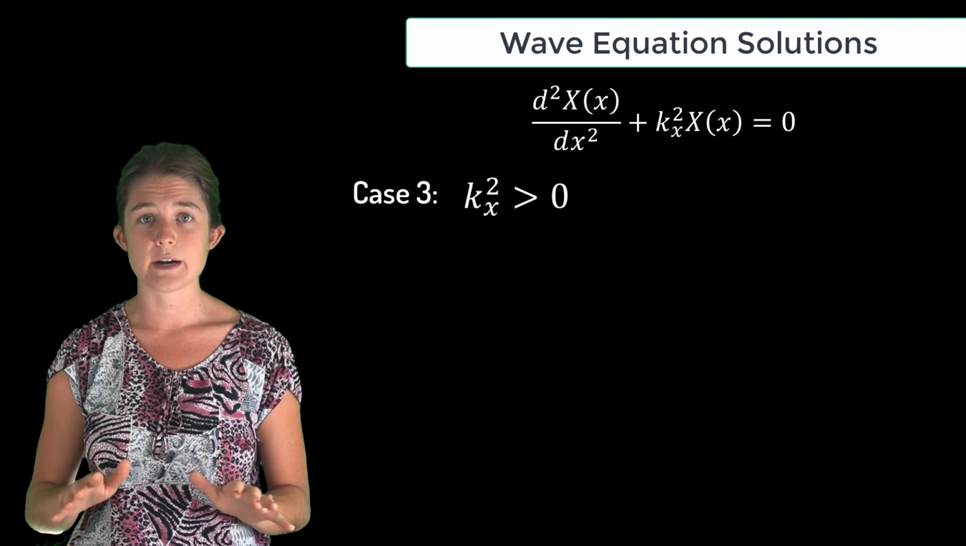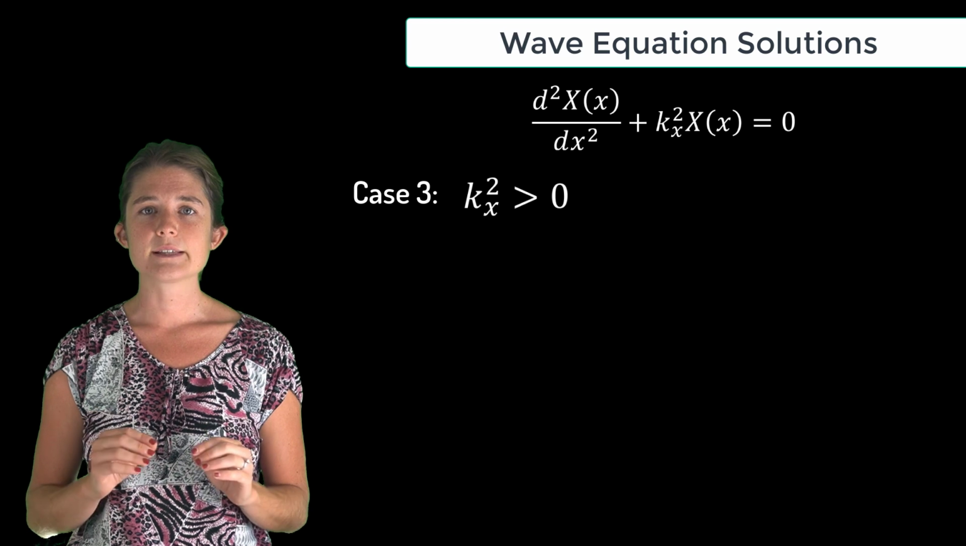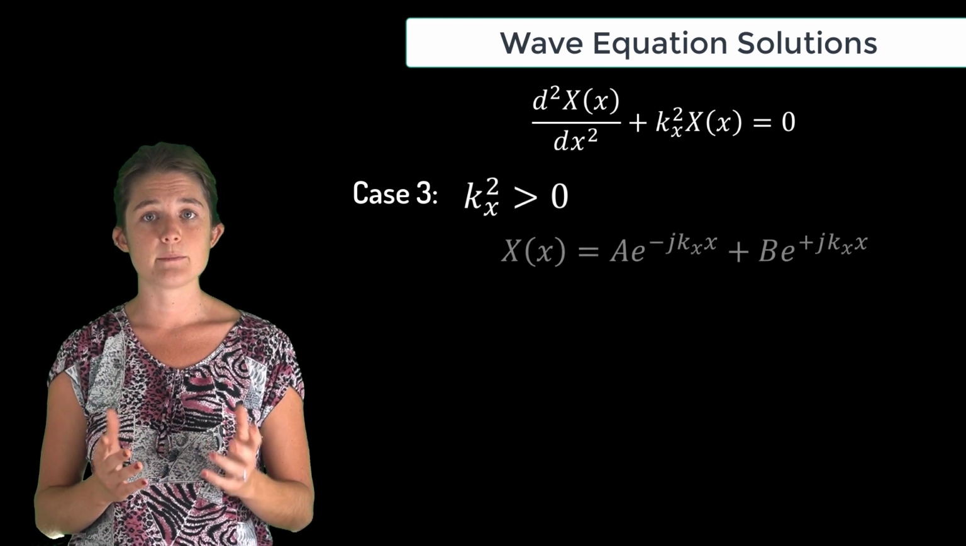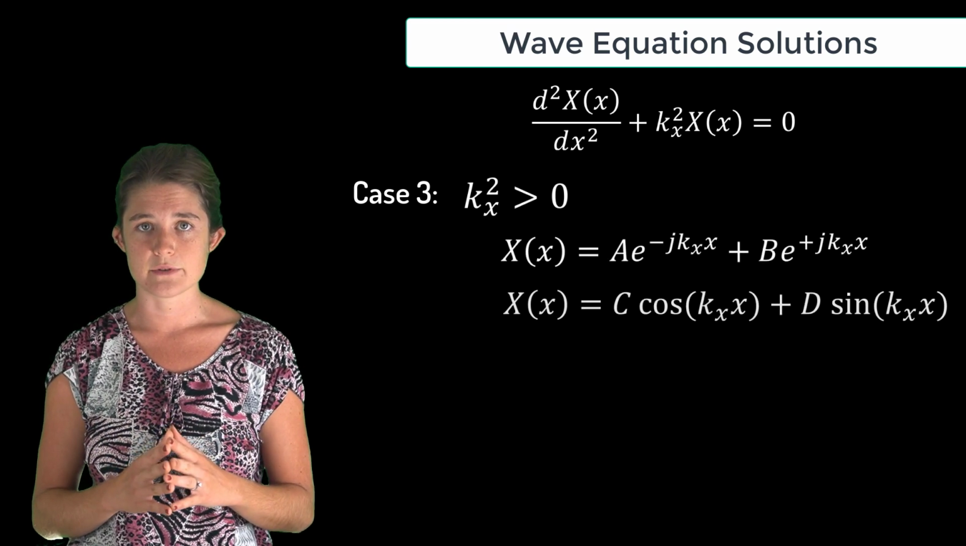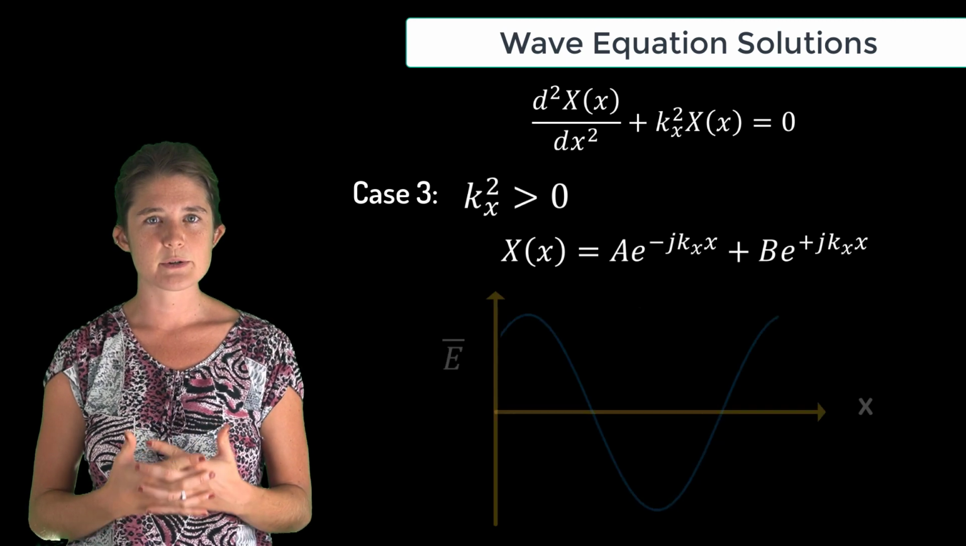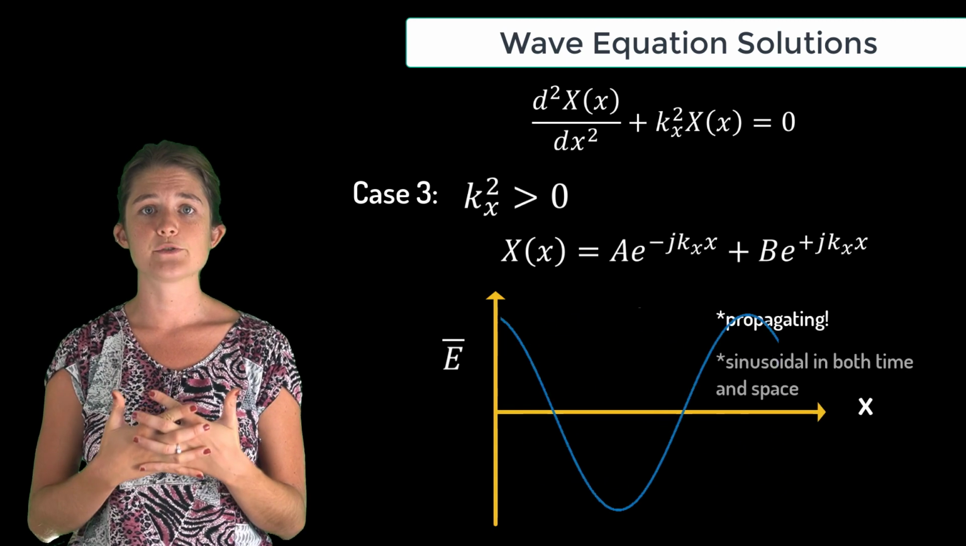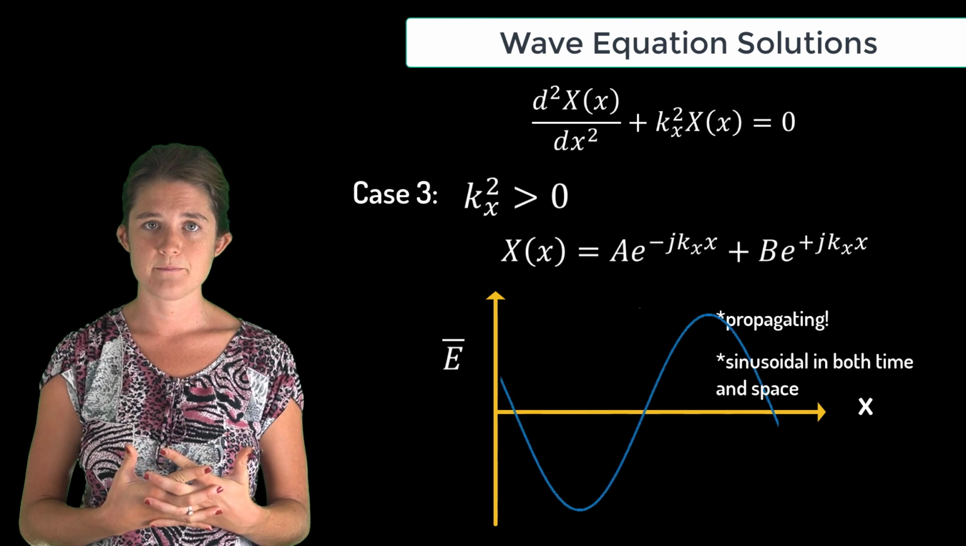Case 3 is when kx squared is greater than 0. This is the case of greatest interest to us. In this case, the solution can be expressed either as complex exponentials or as sines and cosines. In either case, this represents a propagating wave, sinusoidal in both time and space.